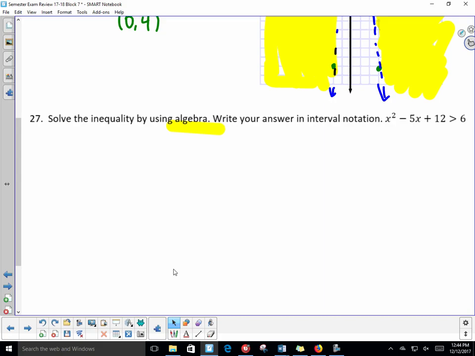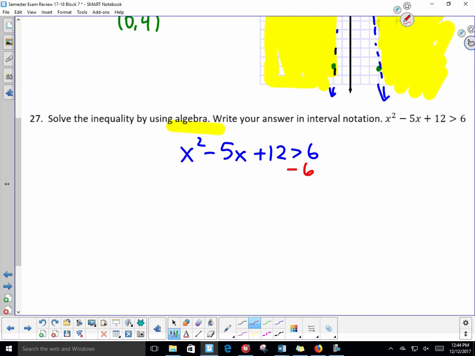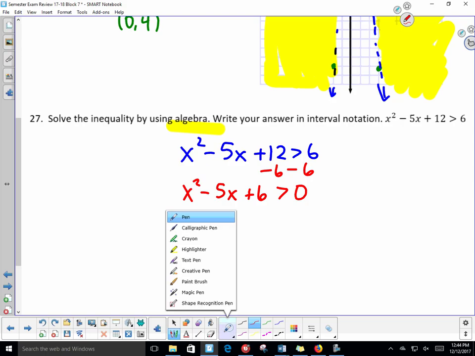So, first thing, if you look at our equation, David, my inequality is x squared minus 5x plus 12 is greater than 6. How am I going to start to solve that with algebra, David? Yes, because anytime you want to solve, one side has to equal 0. All right, so we'll subtract 6. I'll have x squared minus 5x plus 6 is greater than 0. So we have our 0. Now we can work with the other side.